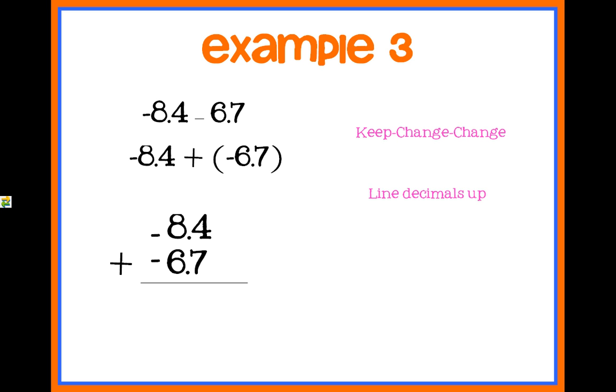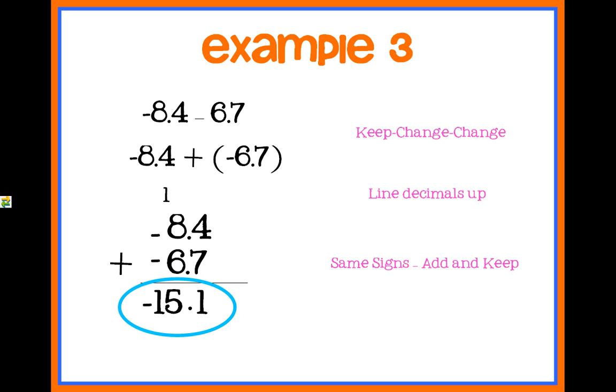If you notice here, we have the same signs. We have a negative plus a negative, and once again, these rules that apply to integers apply to decimals and fractions as well. So same signs, we're going to add and we're going to keep our sign. So 4 plus 7 is 11, 1 plus 8 is 9, and 9 plus 6 is 15. Make sure that when you're adding and subtracting decimals, you bring your decimals down because you lined them up. And here we're going to add and keep our negative sign. And there's our answer. Try these on your own. See what you can do.